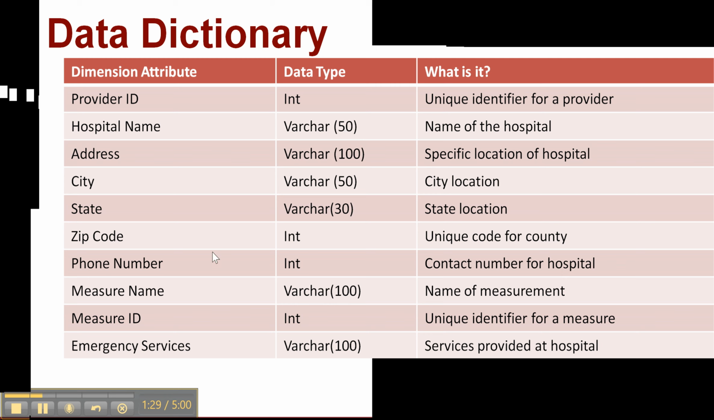Another integer could be the phone number of that hospital, and that serves as their contact number for the hospital. And another varchar could be the measure name, which has a larger max characters than the hospital name with 100, and that is the name of the measurement.